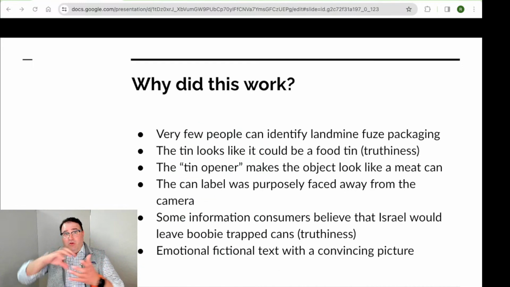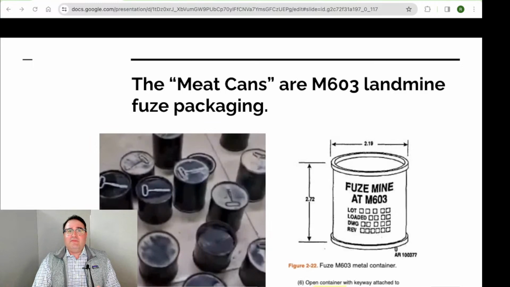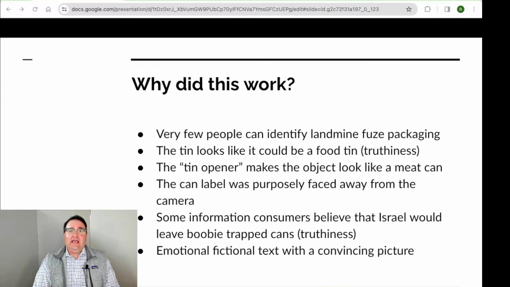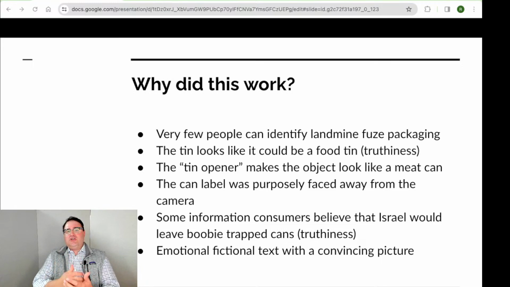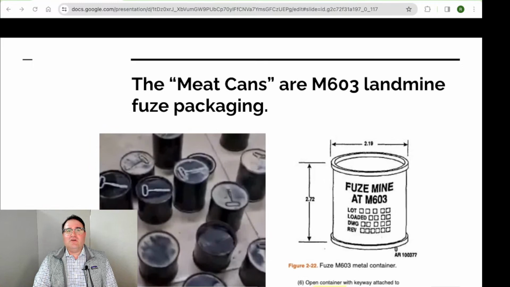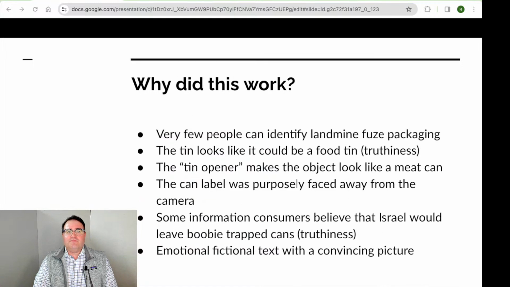The can label was purposely faced away from the camera. As you can see, all of these cans have been turned around so the label is not facing the camera. And there are some information consumers that believe that Israel would leave booby-trapped cans. So there's truthiness right there, along with the truthiness that it looks like a food tin. So now we have emotional, fictional text with a very convincing picture. These are the fake meat cans.